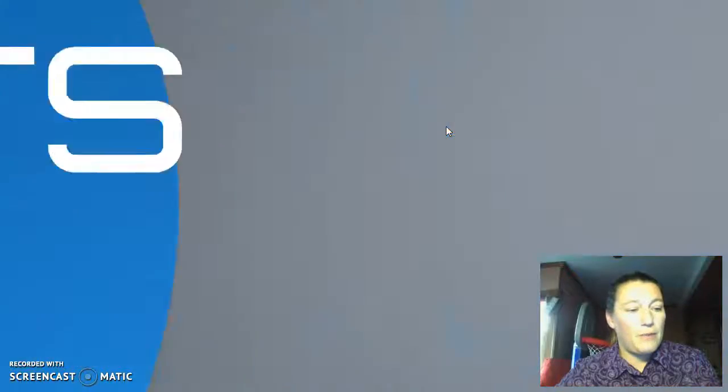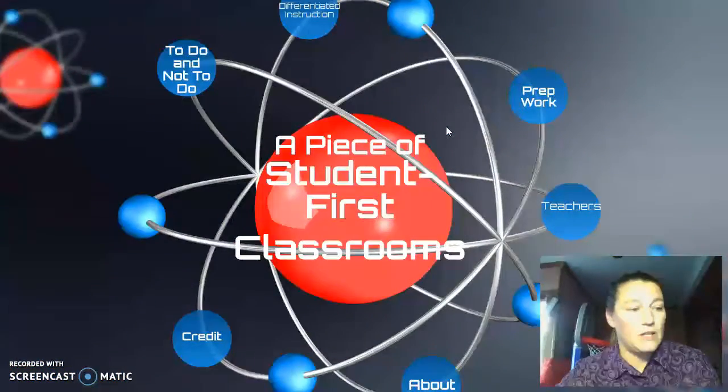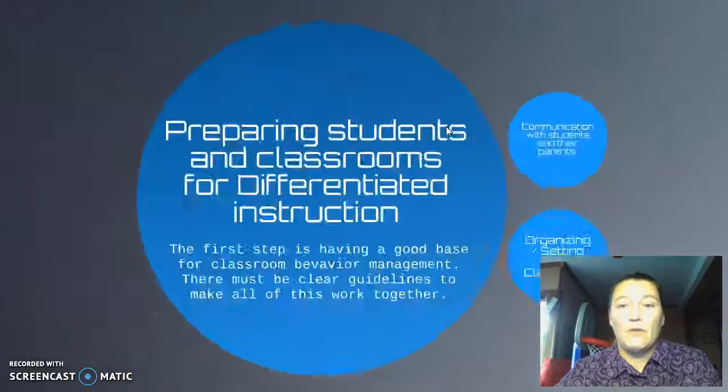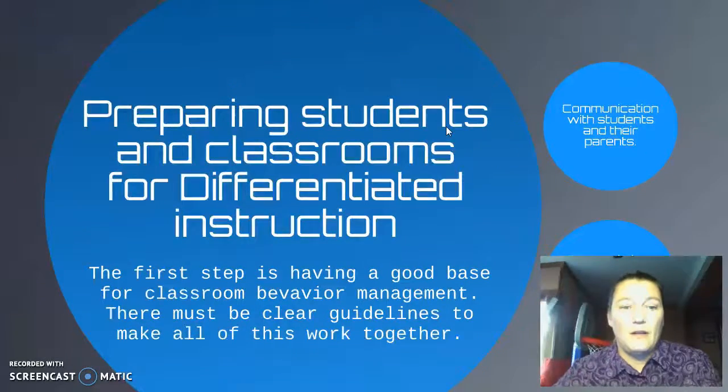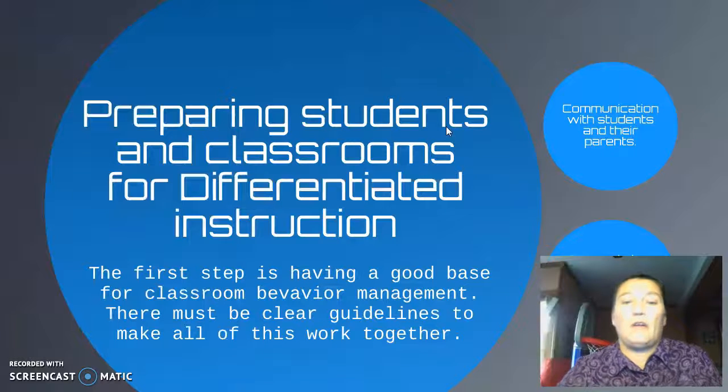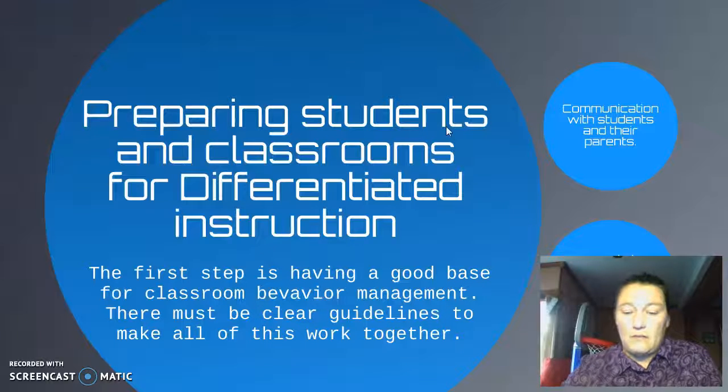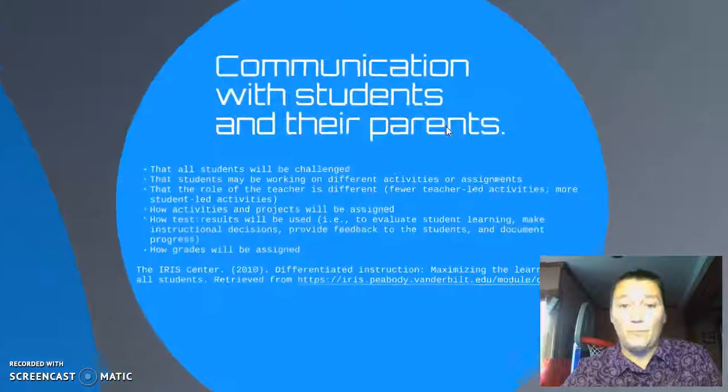Three. How do teachers prepare their students and classrooms for differentiated instruction? Well, in this I called it prep work. The first step is having a good base for classroom behavior management. There must be clear guidelines to make all of this work together. In other words, if you don't have students that are going to cooperate, then this isn't going to work. There's going to be too much going on for kids to be running around and getting into trouble. So that would be the first step, is having a good base to make sure everybody understands what is expected of them and what they're going to do.